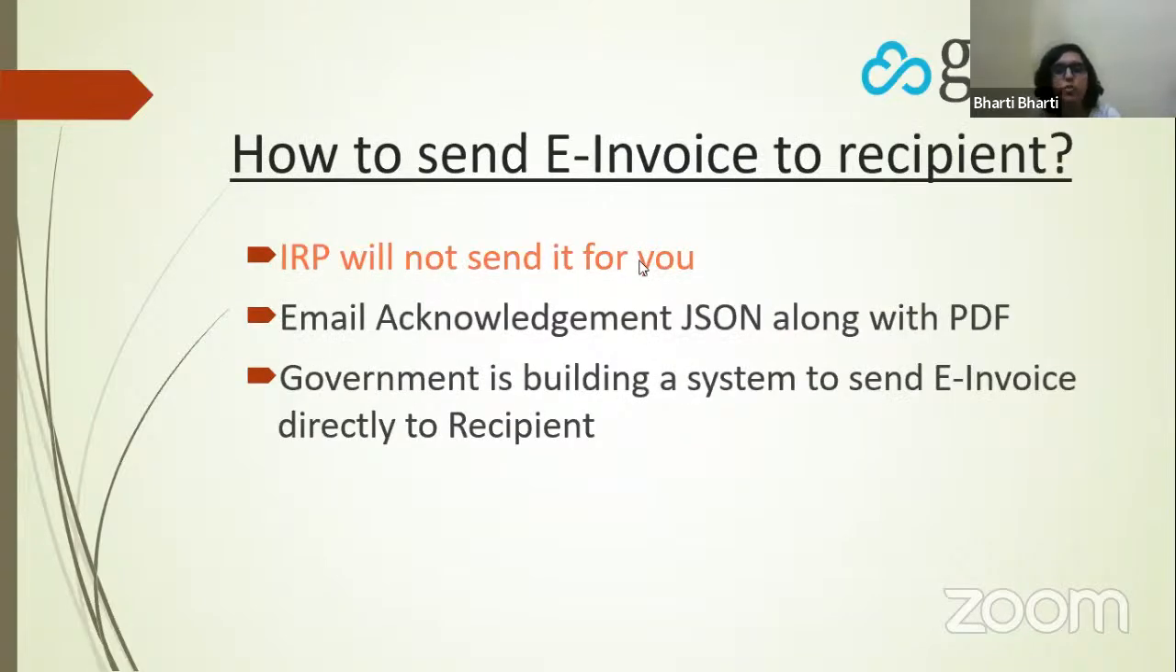How to send the E-invoice to the recipient? IRP will not send it for you. You have to email it yourself. So you should send the acknowledgement JSON along with a PDF so that the user can verify the E-invoice using the acknowledgement JSON. The government is building a system to send E-invoice directly to recipient, but it has not been implemented yet. Jstsm provides this system. If you provide the email ID along with your invoice details, it will automatically be emailed to the recipient.